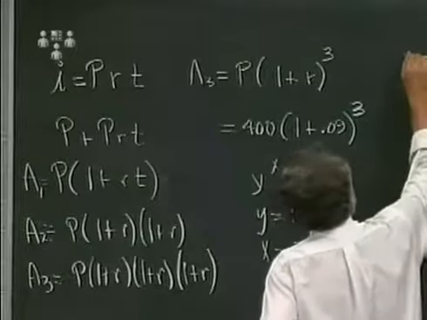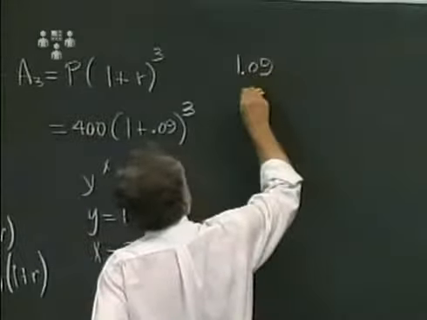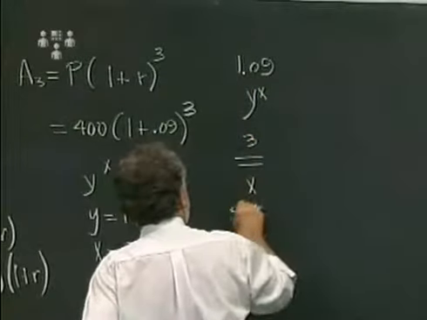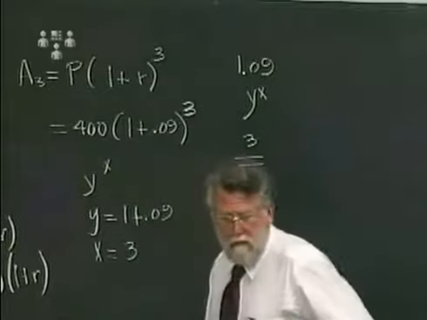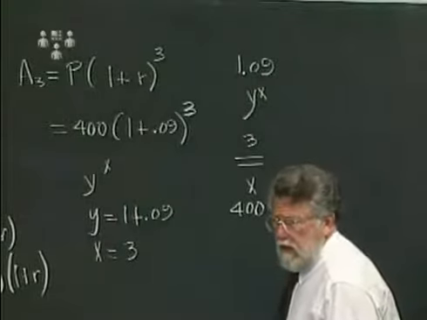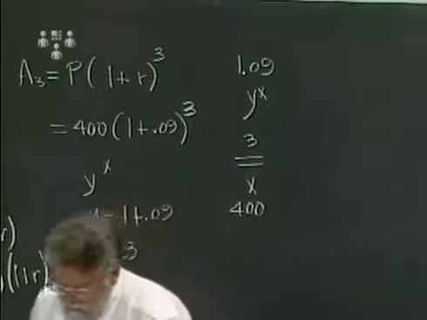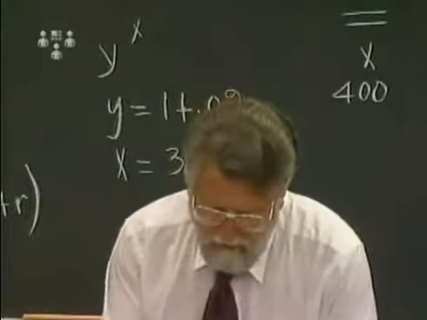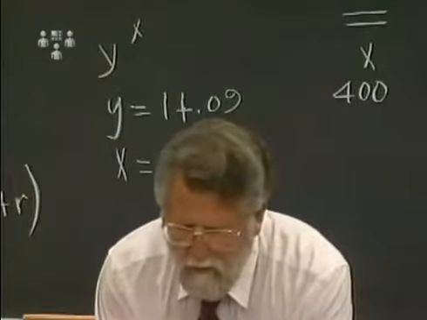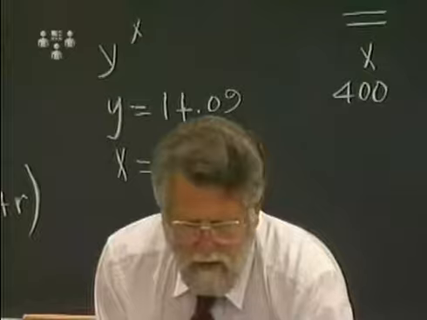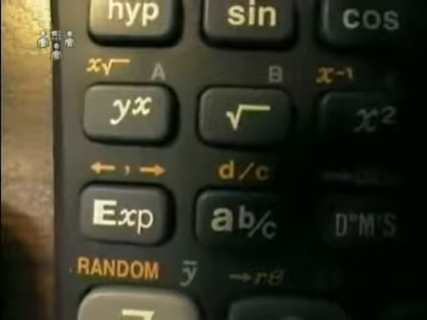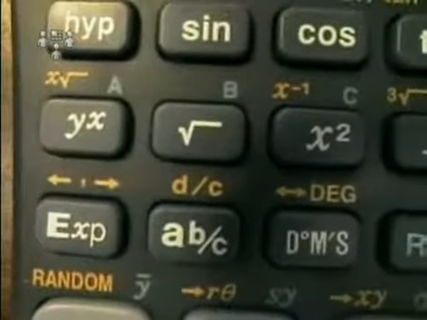So I'm going to do this. I'm going to put my 1.09, hit the y to the x key, hit the 3, and hit equals, and then multiply by 400. So that's with the calculator we've been talking about. Okay. So if I do that, and I come back center on this, move the book out of the way a little bit, get the calculator down here, clear it out. The key that we want to focus on, and it may help if I do that a little bit. The key is this one, y to the x.